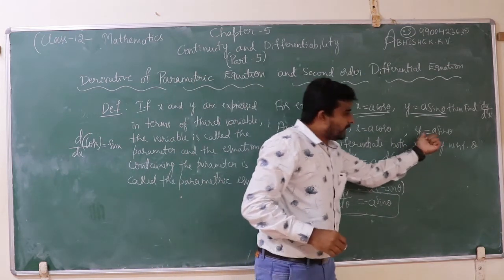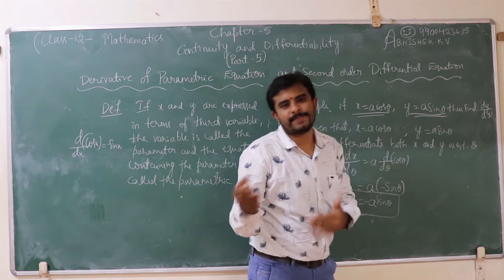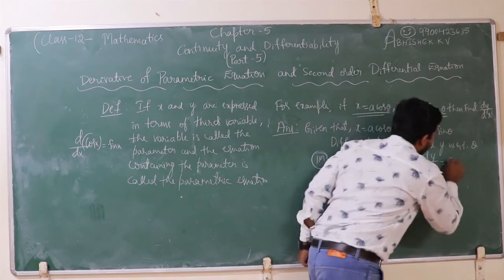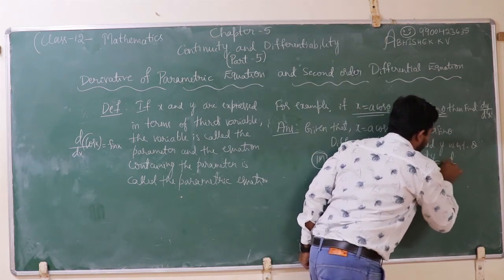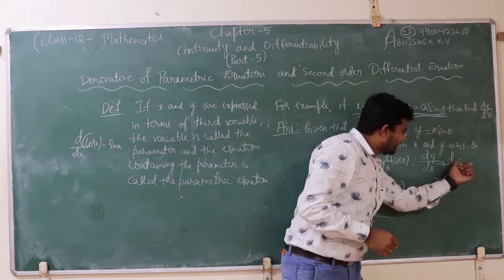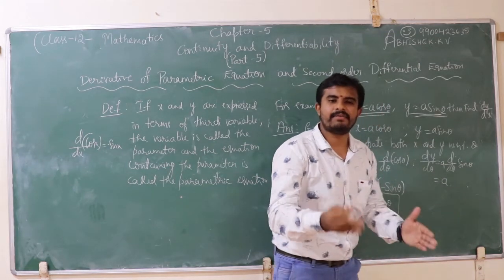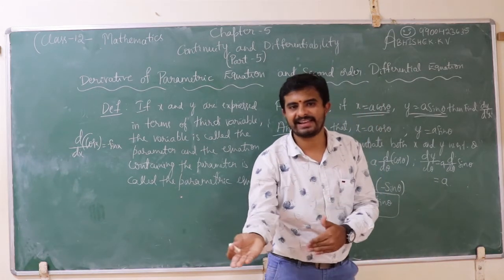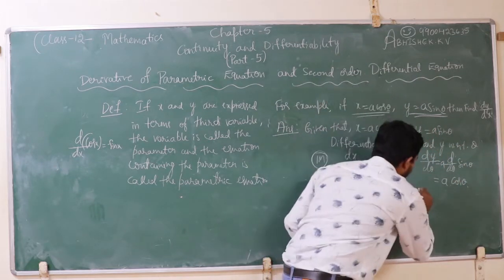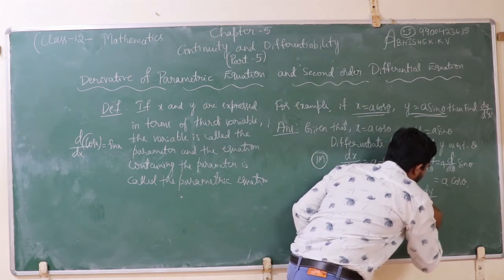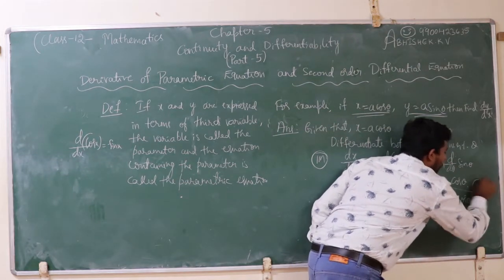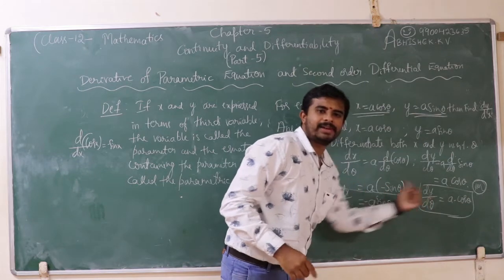Then we need to differentiate y also with respect to theta. We get dy by d theta equal to d by d theta of a sin theta. Here also a is constant, take it outside. The derivative of sin x with respect to x is cos x, so the derivative of sin theta with respect to theta is cos theta. Therefore, dy by d theta is equal to a cos theta. From this you get another 1 mark, so totally 2 marks.